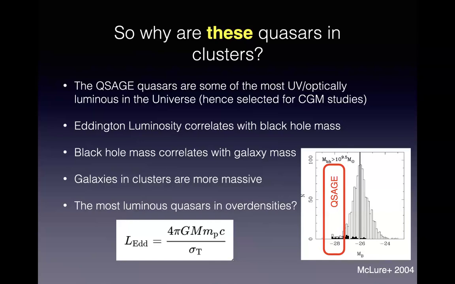It's because the QSAGE quasars are actually for quasar sightline studies. The idea is you want a bright quasar that can shine through galaxies along the line of sight, so you can get a really nice UV spectrum from it. A really nice UV spectrum requires a bright quasar. So these are basically the 12 brightest quasars at redshift 1.5. We know that Eddington luminosity correlates with black hole mass, black hole mass correlates with galaxy mass, and galaxies in clusters are more massive, so the most luminous quasars probably should be in overdensities. And this is where QSAGE sits in the B-band absolute magnitude distribution. All of these quasars are at the very extreme end of the absolute magnitude distribution.